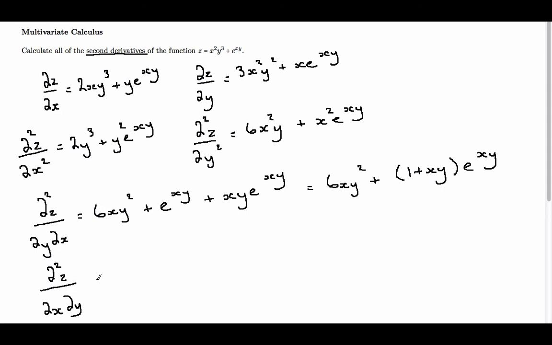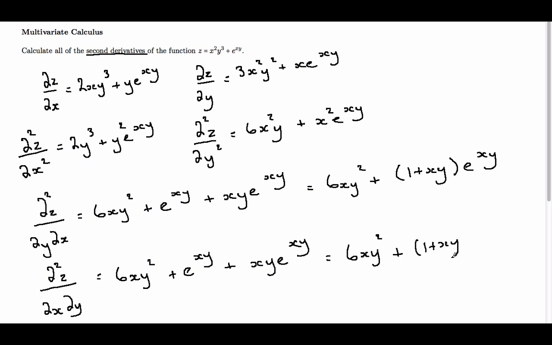Now moving on to this final second derivative, it just tells us to take the partial derivative with respect to y and differentiate with respect to x. So that gives us 6xy squared. Now we need to use the product rule on this term here, so that gives us plus e to the xy plus, now we need to leave this term alone and differentiate this one, so that will give us plus xy e to the xy. And so again we can factorize out e to the xy and we'll get 6xy squared plus (1 plus xy) e to the xy.